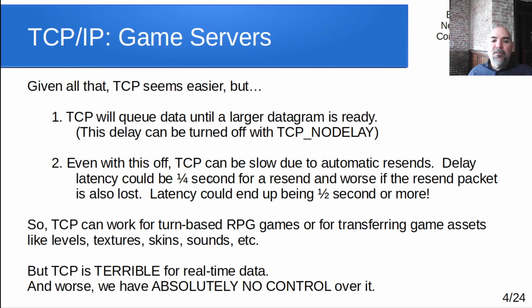But even with that turned off, TCP can be slow, because the way that it knows if a packet is missing, it just waits a certain amount of time, and then it will say, hey, if I didn't get an acknowledgement, I'll just resend that data that I already sent. So the idea there is that it can take time for the automatic resend to be triggered. And the delay latency could be 1/4 of a second for a resend.